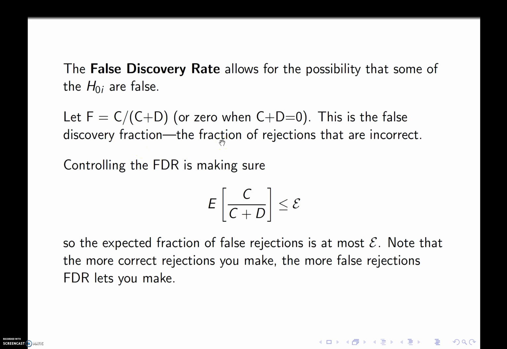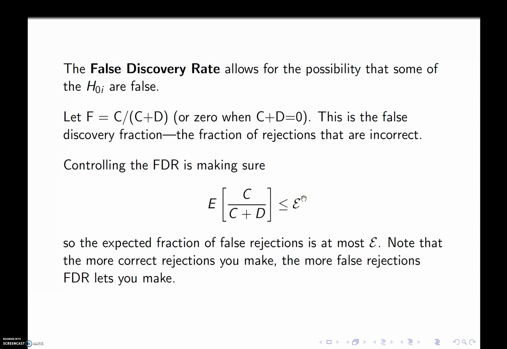And now, this would be 0 in the special case that we have no rejections of the null hypothesis, because it's possible that we have a bunch of tests and we never reject the null hypothesis. That can happen. So this is the false discovery fraction, this quantity F. It's the fraction of rejections that are incorrect, that are false. So controlling the FDR is making sure that the expectation of this fraction is smaller than epsilon.